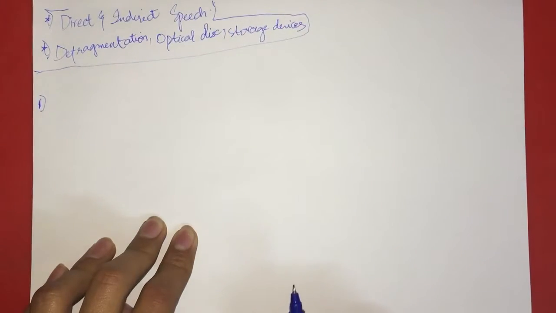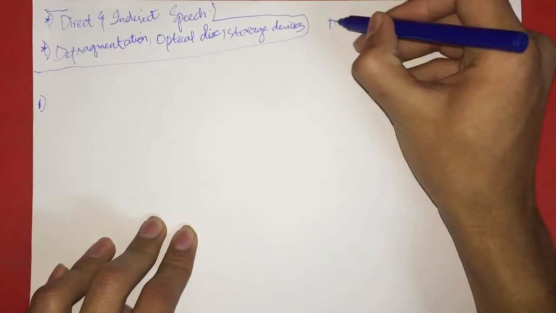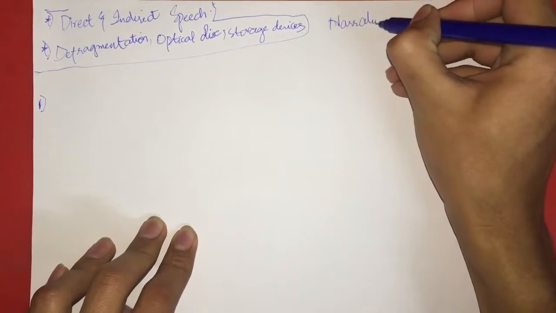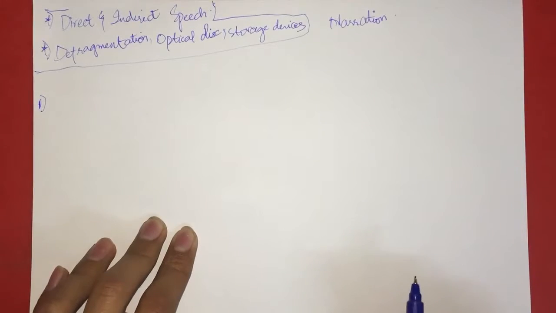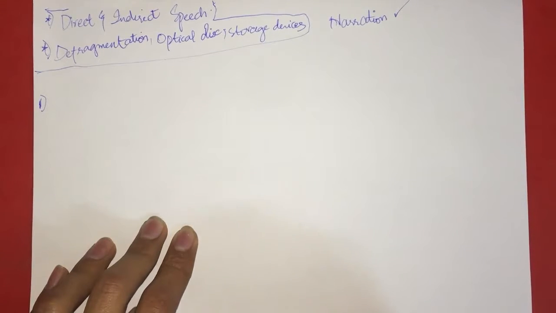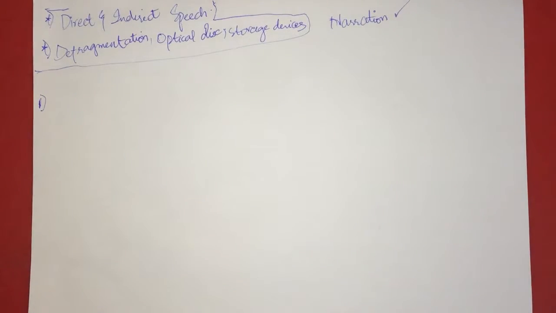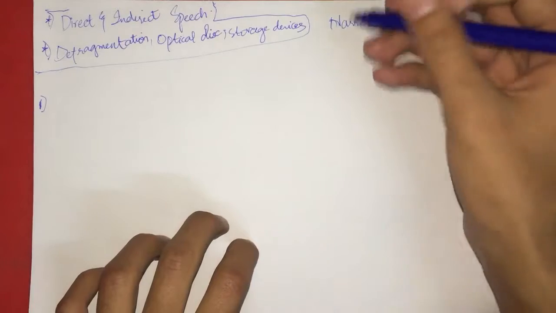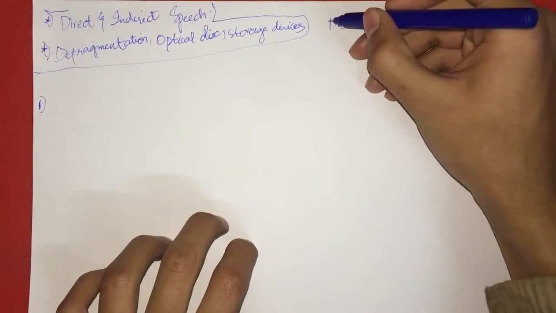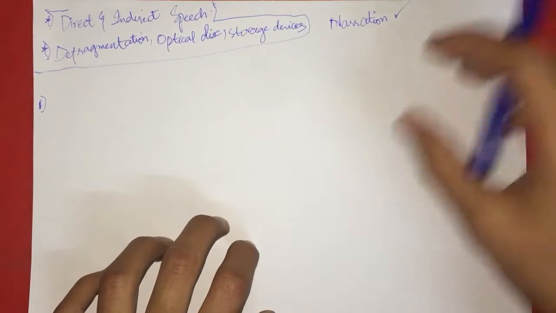So what is direct and indirect speech? There's a term called narration. Narration, or to narrate, means to speak the exact words of the speaker. Or, when you narrate a story, you don't have to speak the exact words of the speaker. You can add words into it by yourself, you can add something or remove something. It does not have to be the same thing as the speaker said.